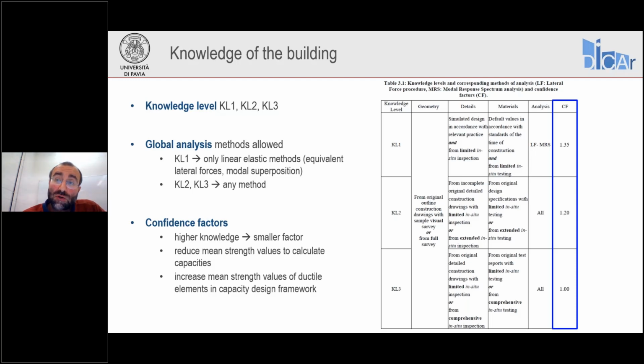But these factors are also used to increase the mean strength values when we are calculating the strength of ductile elements to find the forces transferred to brittle elements in a framework of the capacity design type.